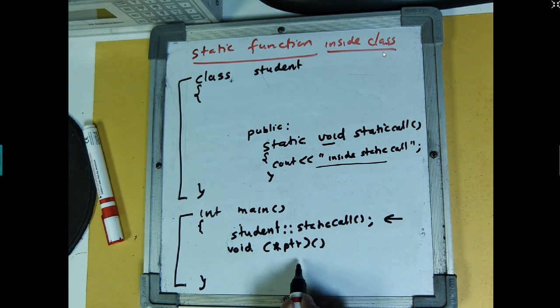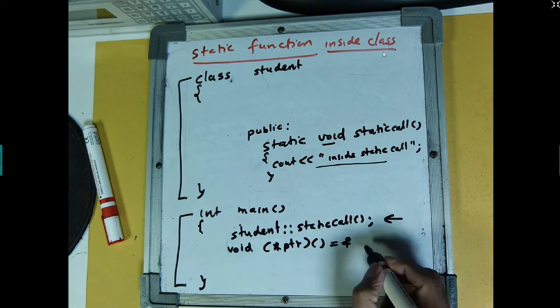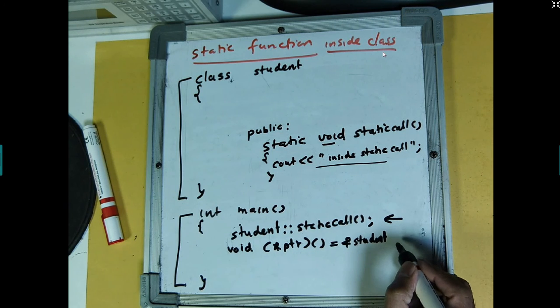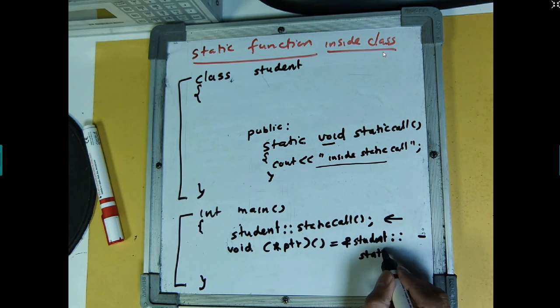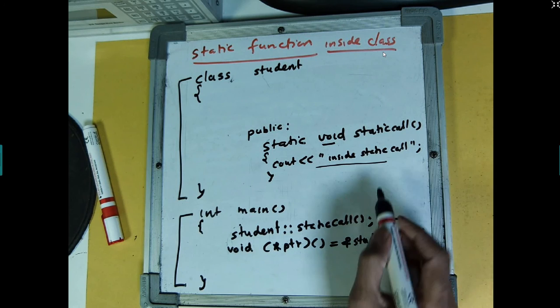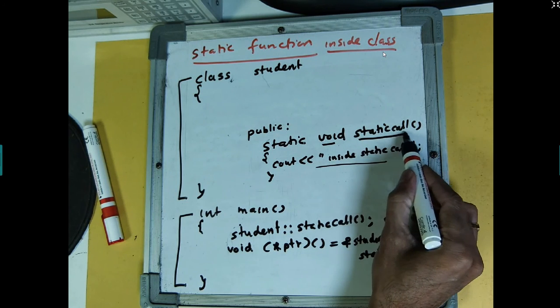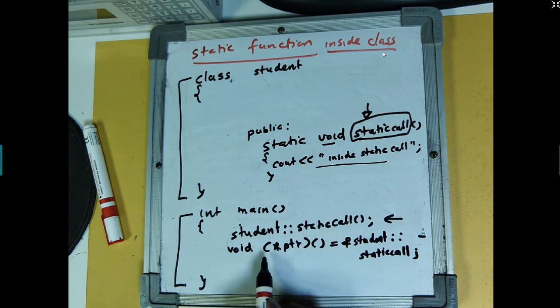All these syntaxes you have to remember. This is equal to address of student colon colon, there is no space here, static call. You don't have to put the brackets here, you don't need them at all, because this much of the word only is sufficient. And the pointer to this is assigned to this pointer.